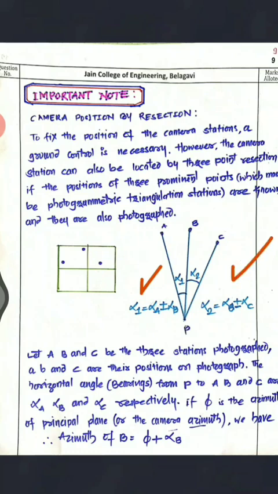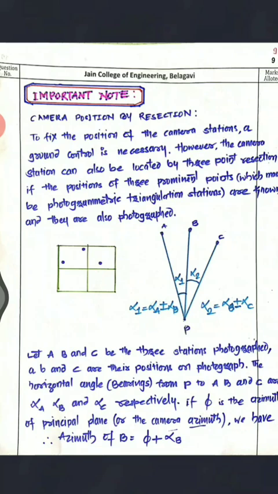Alpha 2 is equal to plus alpha B plus or minus alpha C. As I have said all those things, it will be here. Now the thing is that you have to determine the azimuth, right? Here I have shown the azimuth. Azimuth is the principal plane, or camera azimuth you can call it as. We have azimuth of B.